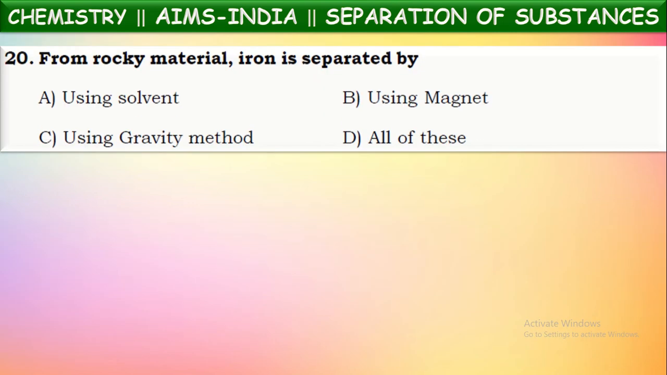Next, from rocky material, iron is separated by. If you observe the mixture given here, iron and rocky material, out of these two, iron is a magnetic material, whereas rocky material is non-magnetic. So if one magnetic and another non-magnetic material are present in the mixture, then they can be separated by using a magnet. Isn't it? Yes.